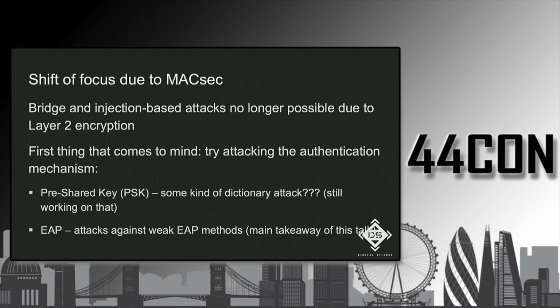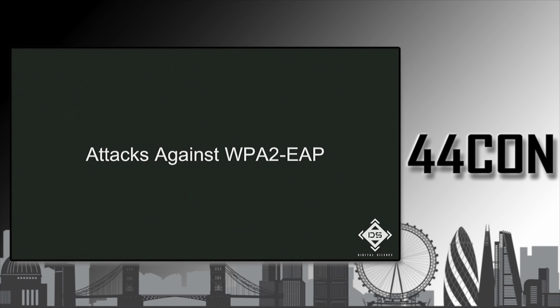So I guess the first thing that comes to mind is to try attacking the authentication mechanism. And this is pure conjecture, but I would assume that some kind of dictionary attack against the PSK variation would be at least worth exploring. I haven't fully delved into doing that yet, so I can't tell you one way or the other. But the other one that's obvious is to try attacks against weak EAP implementations, which is the main takeaway of what we're going to talk about.